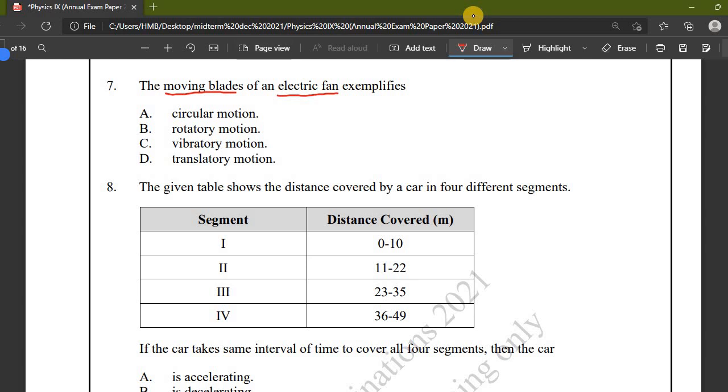So the correct answer for question number 7 is option B, that the moving blades of the electric fan are in rotatory motion. The motion of the fan is rotatory. So option B is the right answer.